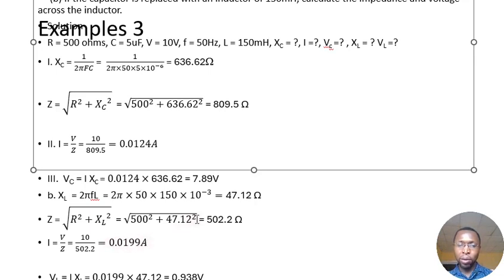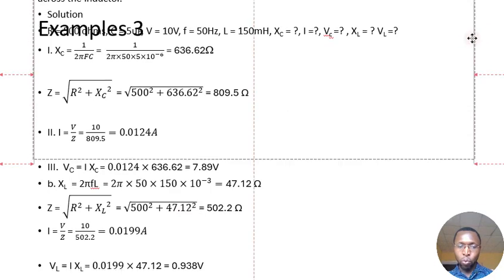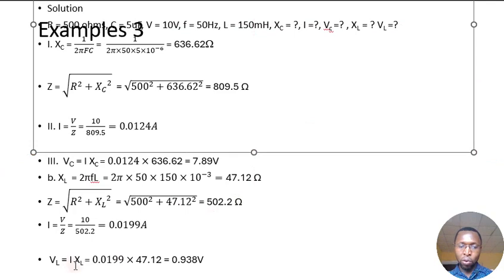Now to get the voltage across the inductor, we just use the formula V_L equals I X_L. Okay, the V_L is the voltage across the inductor, the I is 0.0199, which is this, times the inductive reactance, which is 47.12, and finding the product of this, we have 0.938 volts. Okay, so that is just an example on how to solve a problem in an RLC series circuit.